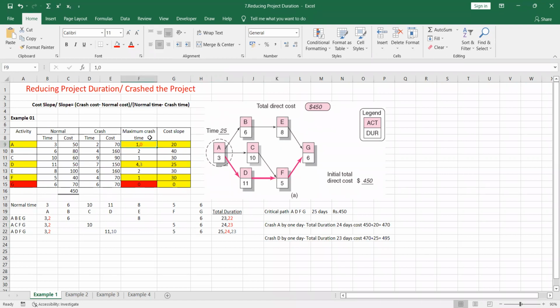When I am going to crash activity A by 1 day, this should be crossed and 0 written down, right?